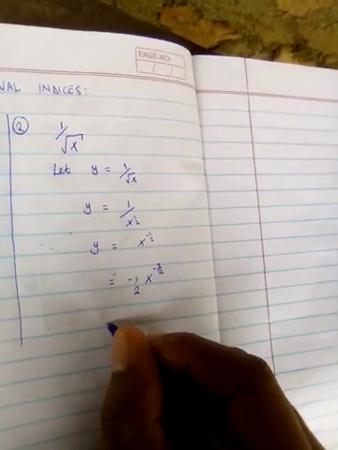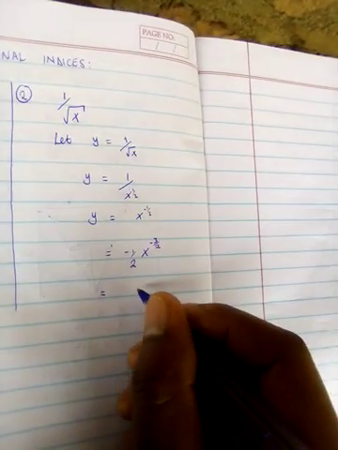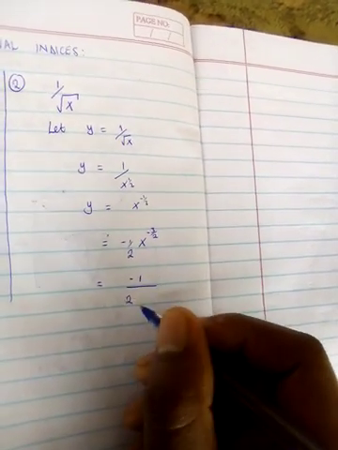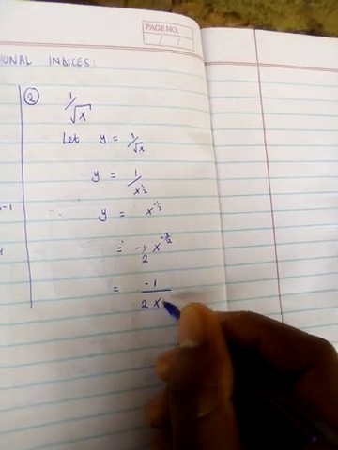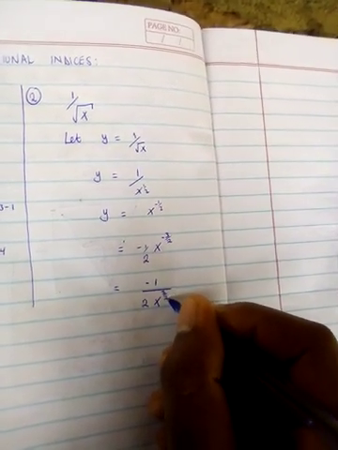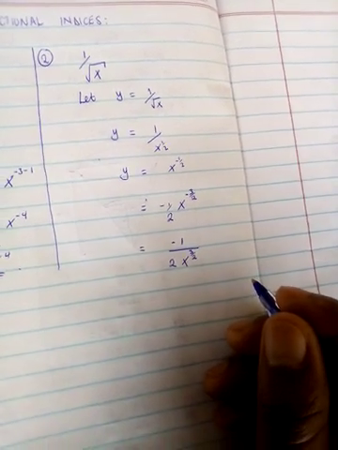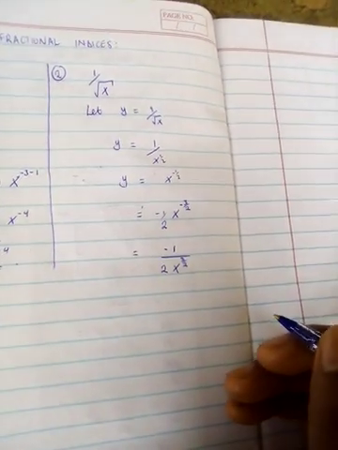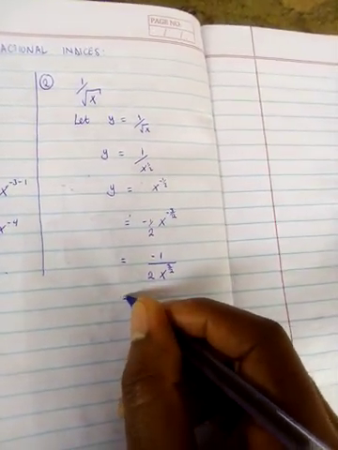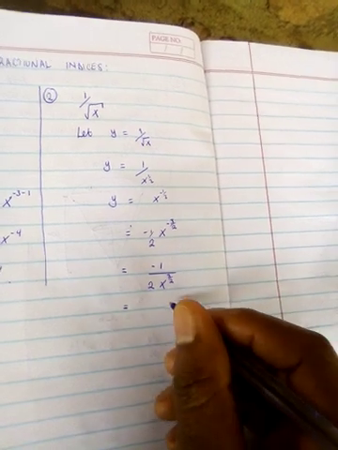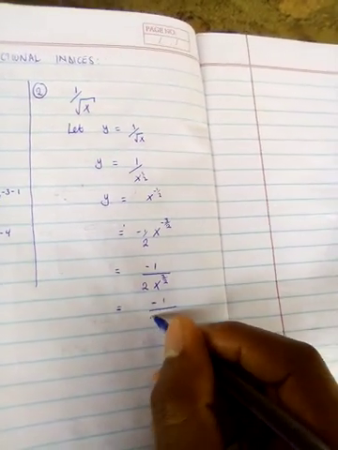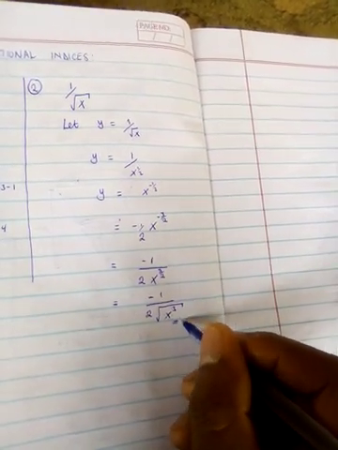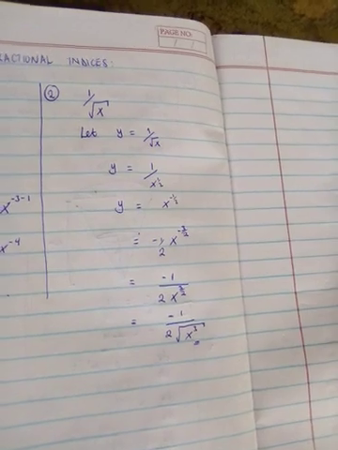In other words, this is the same as negative 1 over 2x to the power 3 out of 2, or root of x cubed. It is as simple as that. Or if you want, you can further simplify this, making it the root of x cubed, but it is still the same thing: 1 out of 2 root of x cubed, which is the same as the one above.